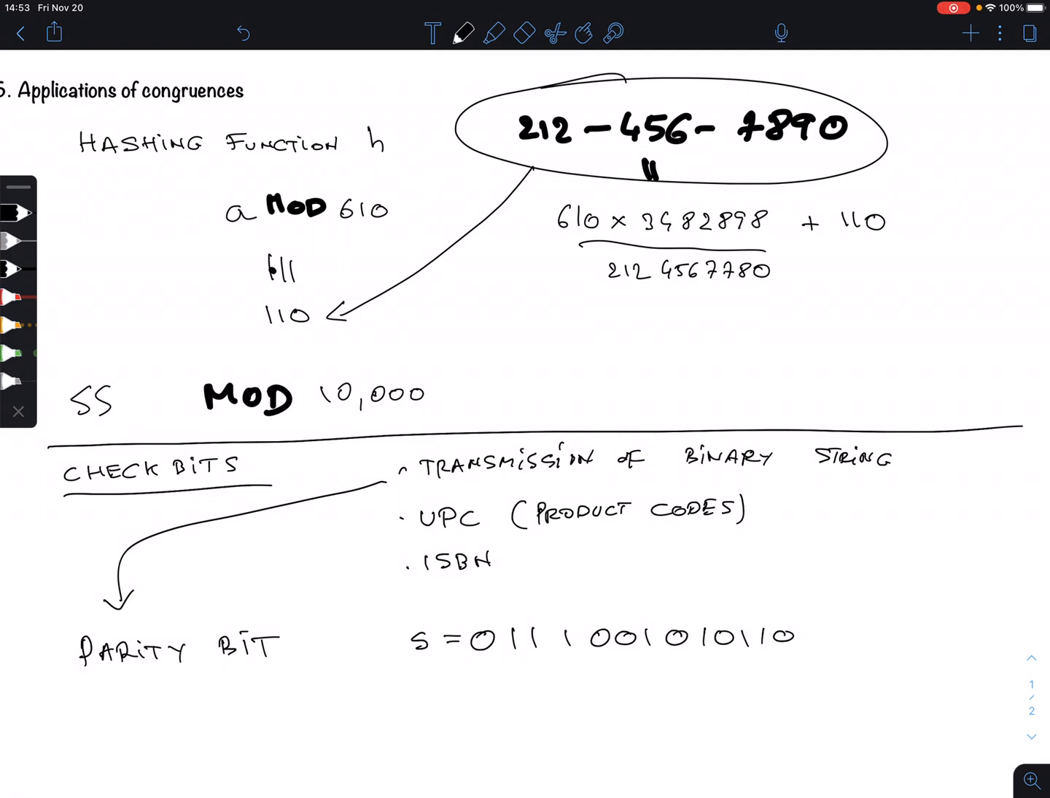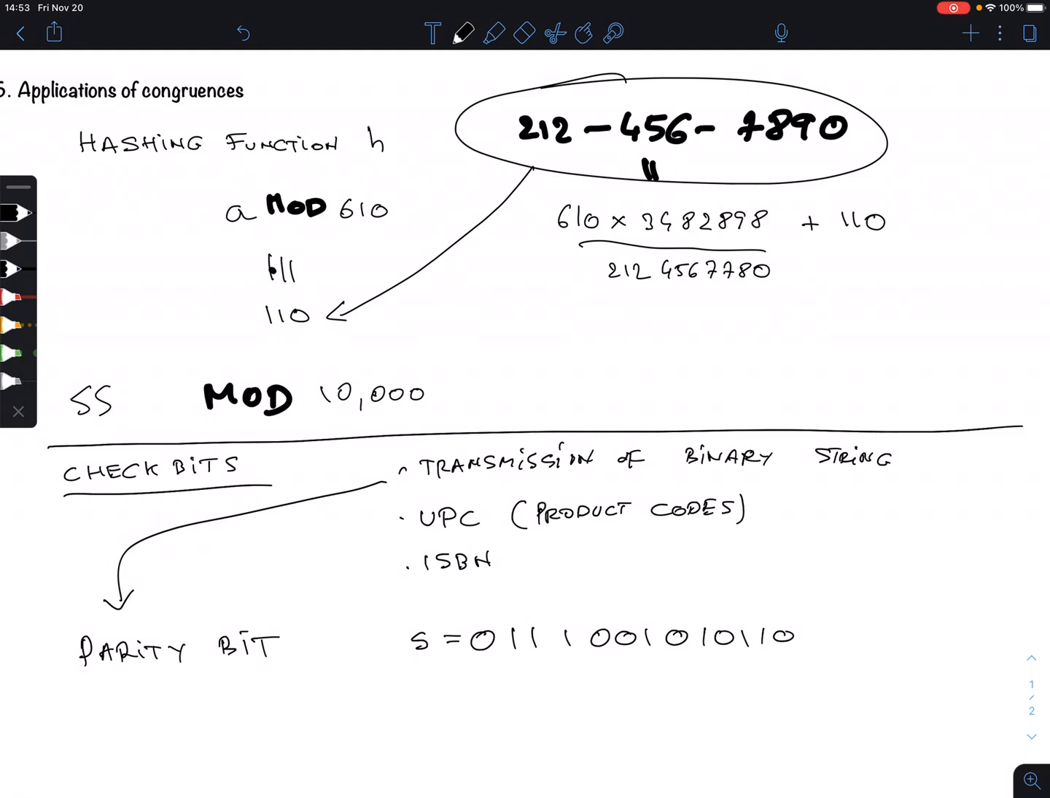Now, how does the person that receives the string know that nothing went wrong, or at least feel more secure about the fact that nothing has gone wrong? This is not about cryptography. We are not trying to hide anything. We're just trying to make sure that if you receive this data, there was no glitch in the system that switched a 1 into a 0.